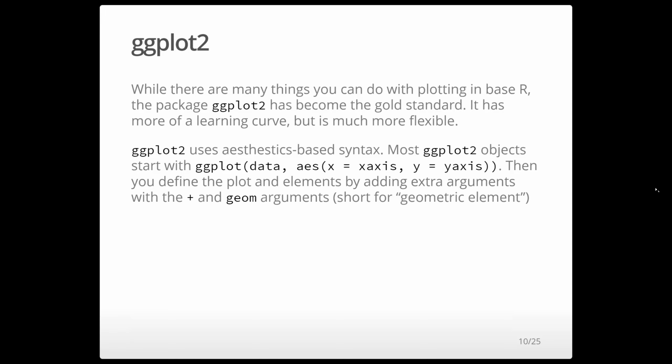So ggplot2 uses what's called an aesthetics-based syntax. Most ggplots will start with this skeleton where you call the ggplot function, you name the data, and then you use this aes, which is for aesthetics. And here you name what each axis is. So x is the x-axis and y is the y-axis. And then once you have that skeleton, you define the plot by adding more elements with the plus and geom arguments. And geom is short for geometric element. And we'll take a look at what this looks like.